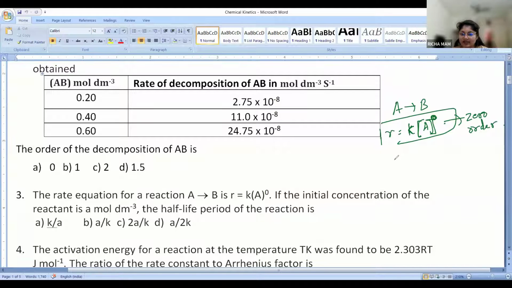So for a zero order reaction, t half is directly proportional to the concentration of A. We can write t half is equal to A by 2k. So what is the answer? A by 2k. So option number D. Option number D is the answer.